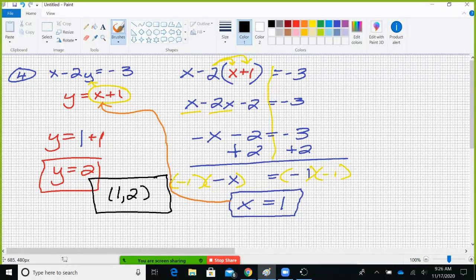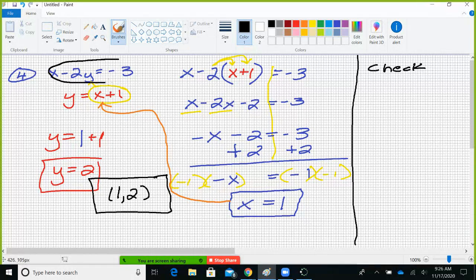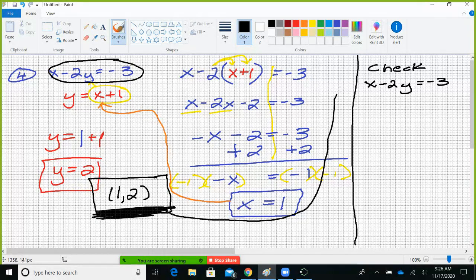Now, to address the question Bree had about checking. What did you do, Mr. Blue? How did you check? You didn't explain that. So, to check the problems, for each of the ones on the video, I drew a little line and I actually wrote check. And I take my original equations, so x minus 2y equals negative 3, and I input 1, 2.